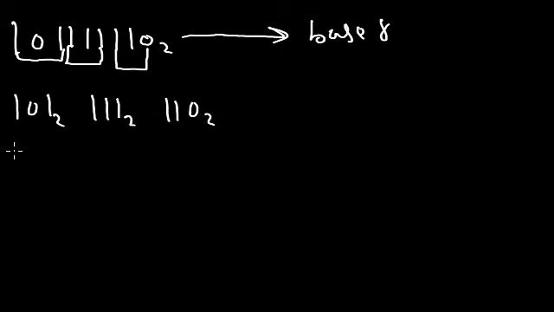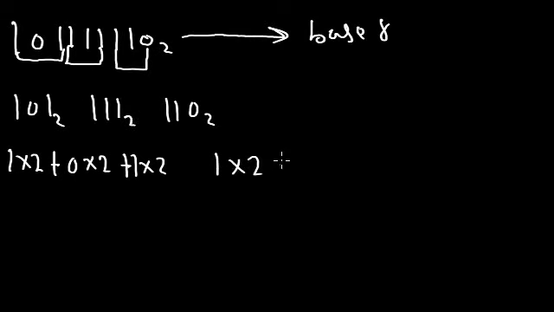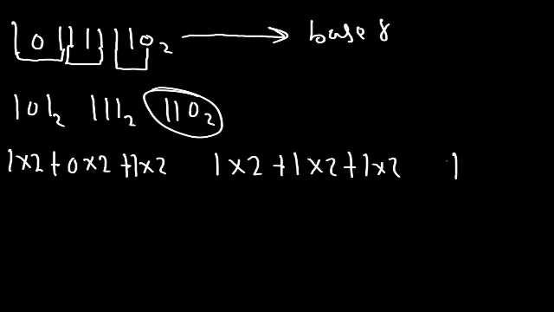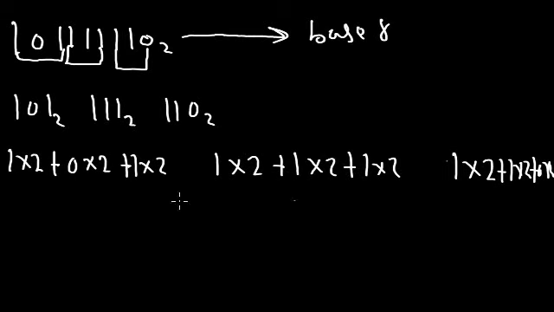To convert them, I will expand each of the digits by the base: 1 times 2, then add that to the next one, 1 times 2. So for the next one, that will be 1 times 2 plus 1 times 2 plus 1 times 2. I'm going to leave a space as well for the third one. So that's 1 times 2 plus 1 times 2 plus 0 times 2, for instance. Hopefully you can figure that out.